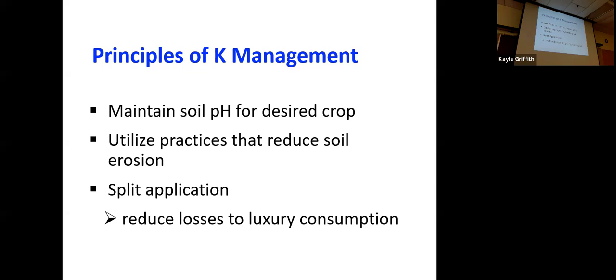Like we mentioned earlier, there's this idea of luxury consumption. We don't want to pull up too much. We don't want to deplete the phosphorus, or sorry, the potassium year to year, but also it may be smart to have a split application where we're applying a lot of our potassium mid to later in the growing season when the plants need it most, right?